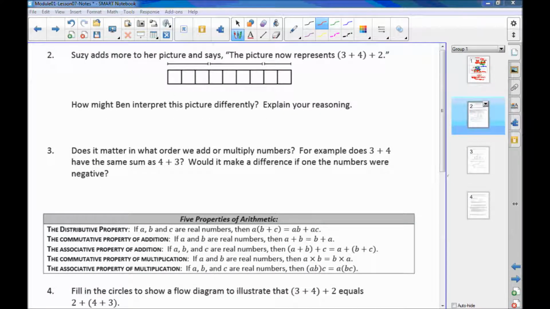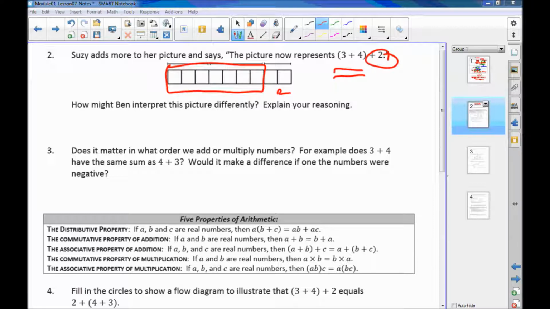All right, so Susie adds more to her picture and says, hey, look now, Ben, this picture is 3 plus 4 plus 2. So she says, look, it's the 3 plus 4 we had before, so that's why I put it in parentheses, and then we have plus 2 more, so that's this 2. Now, how might Ben interpret this picture differently?